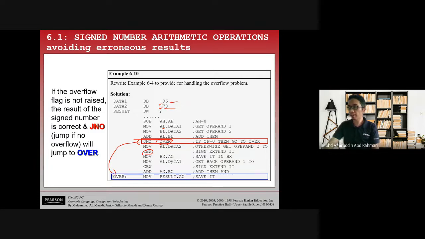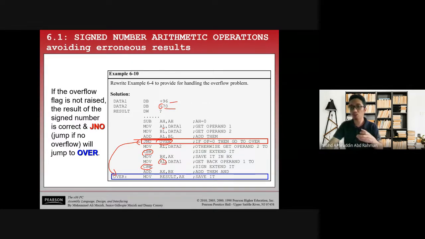Now move the operand 1 back to AL, and then CBW as well. That result will be extended, the sign will be extended. So what you have then, AL now can be added.